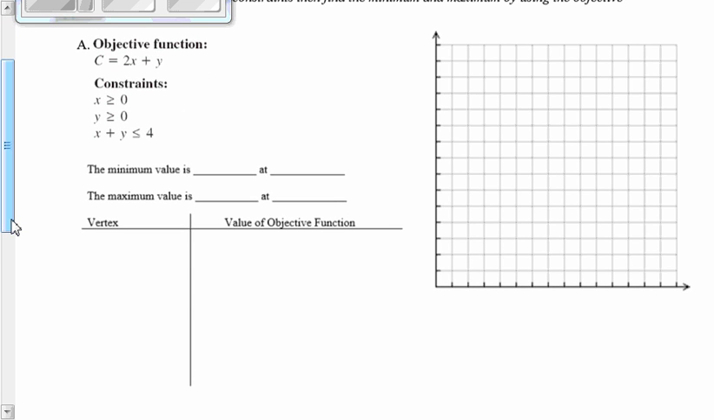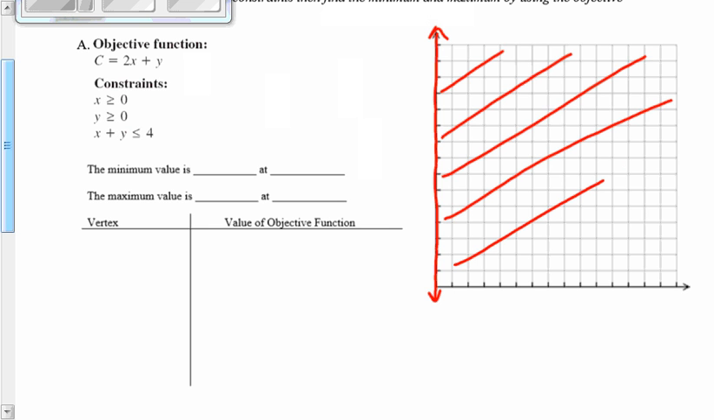So the first constraint says x is greater than or equal to 0. So on our graph, x equals 0 is this vertical line on the y-axis. And it says x is greater than 0, so we're going to shade to the right. So it's everything bigger than 0. And then it says y is greater than or equal to 0. So the line y equals 0 is on the x-axis. It's a horizontal line. And it says y is greater than or equal to 0, so we're going to shade above.